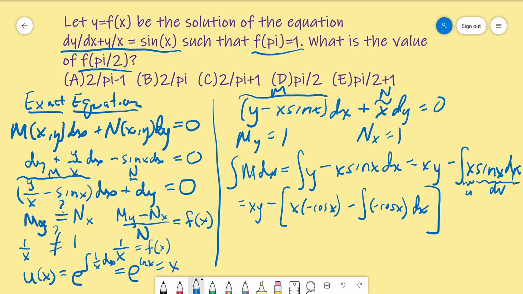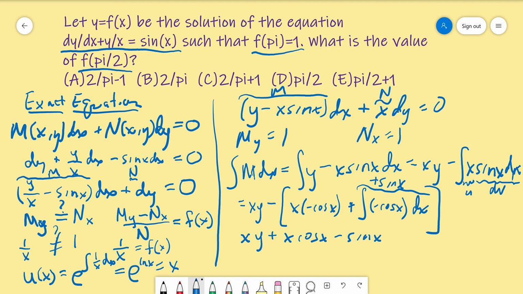So let's get rid of all these minuses and we'll see what happens. Well, this part here, the integral of negative cosine, that's just going to be negative sine. So negative makes a positive, and we'll get xy, negative times negative makes positive, so plus x cosine x, and then minus sine x. That's going to be our function, our integral of M.